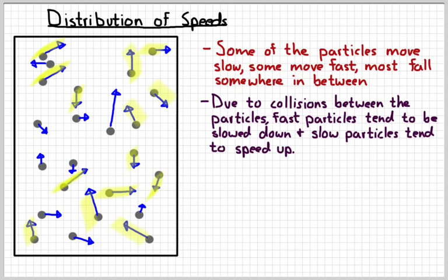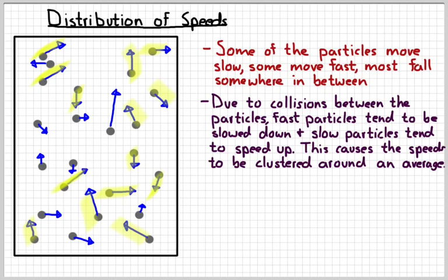So, due to the collisions between the particles, the faster particles tend to slow down, and the slow particles tend to speed up. So no one particle, like for instance, this guy right here, is going to be able to go really fast for very long because it's going to run into something that's going to slow it down. What this does is it tends to make the speeds be clustered around some average. So not too many slow, not too many fast, but most of them somewhere in the middle.